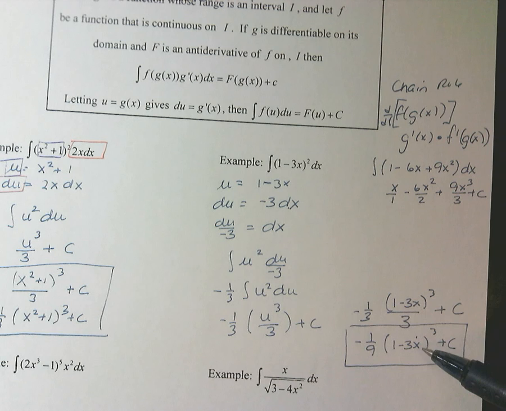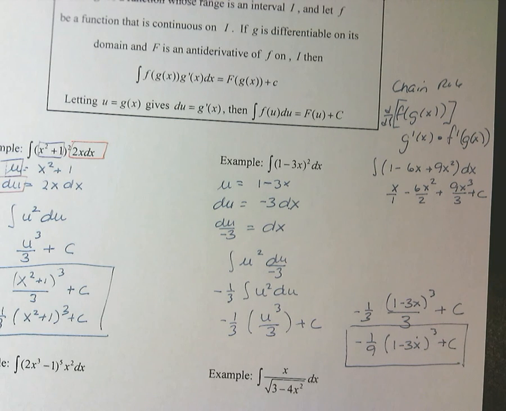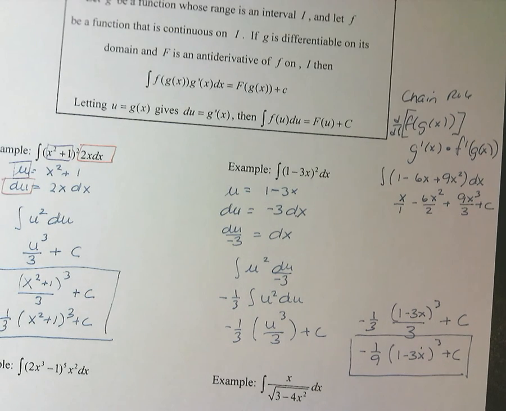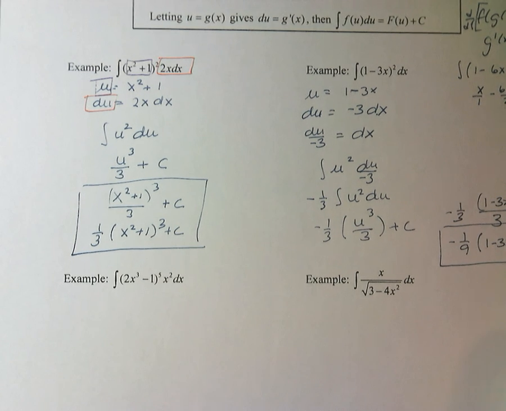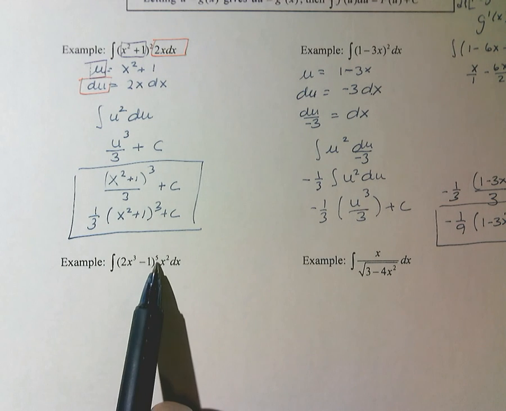I would just have to do a lot of work to get from here to here. For most people, they would rather do this U substitution to get to this answer. But there's nothing wrong with getting to this answer the other way. Okay, so then my next example, you can see I have an exponent of 5 here.